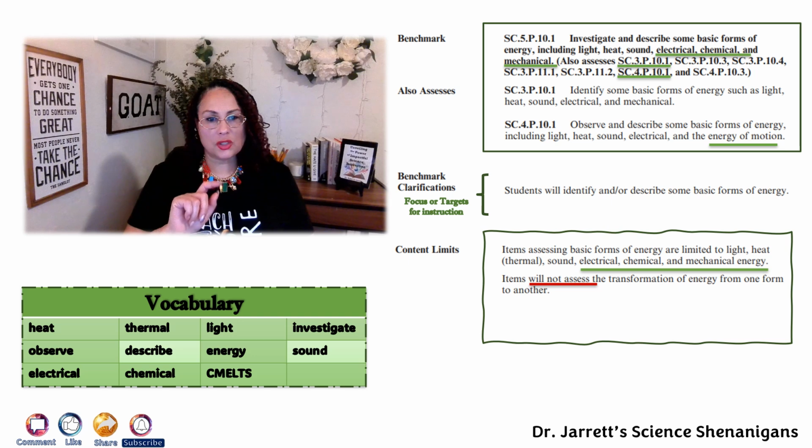When we are talking with the students, we want to make sure that they understand the C-MELTS and that they understand fully the vocabulary, which includes investigate, describe, and observe. So they have to do those three different things when dealing with the benchmarks. You also want to make sure that you stay within the item specs when you give them any type of test questions, and making sure that when you're just asking them to describe a basic form of energy, that you're not talking about transferring energy from one energy to the next.